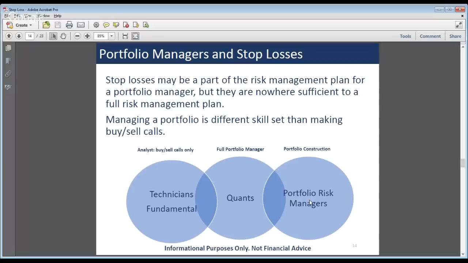Now there's overlap here. So like I mentioned before, I'm quant mental. I have some quant and some fundamental in me. So it's not just one and the other. But quants generally can be an analyst. We can certainly pick what stocks to buy or sell, but we have the mathematical skills to build and construct portfolios and understand our risk. Now, certainly technicians can have that math skill as well. So that's why it's basically a Venn diagram.